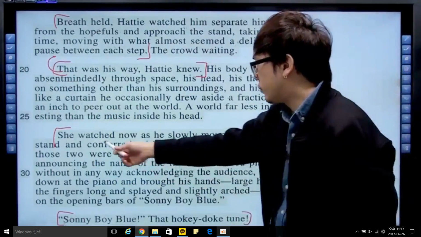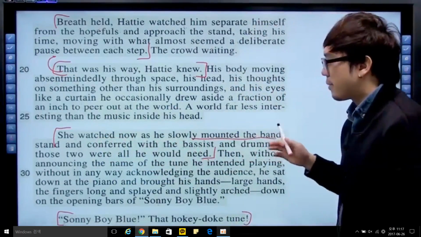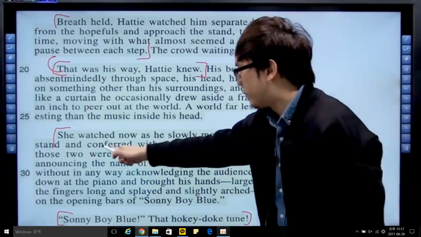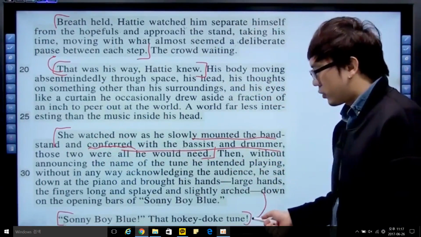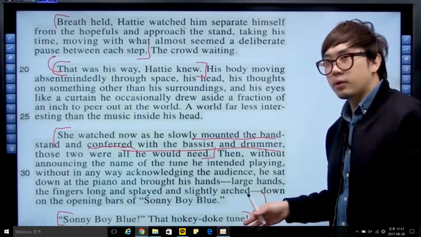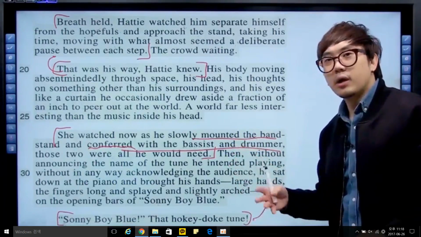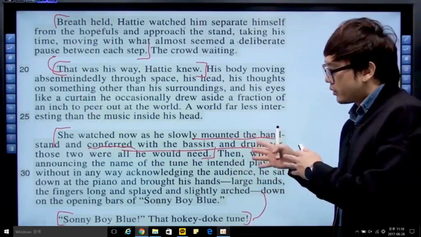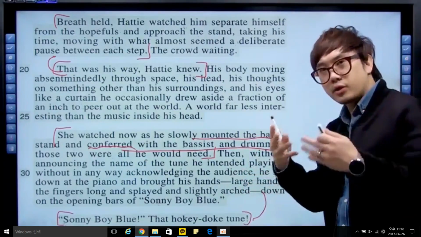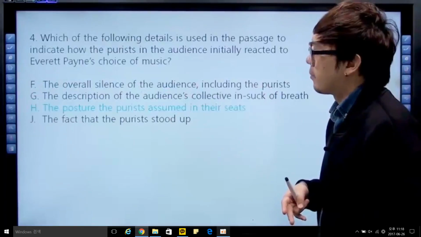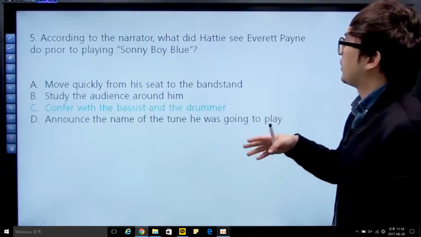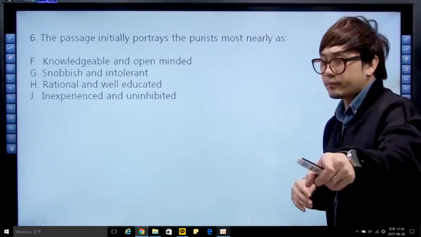So here you go. She watched now as he slowly mounted the bandstand and conferred with the bassist and the drummer about what they were going to play, and then they said Sonny Boy Blue, right? Prior to playing Sonny Boy Blue, Everett Payne was talking to the bassist and the drummer to make sure that they were on the same page, right? That took you less than 20 seconds to solve. Remember that. All right, the next one would be number 6.